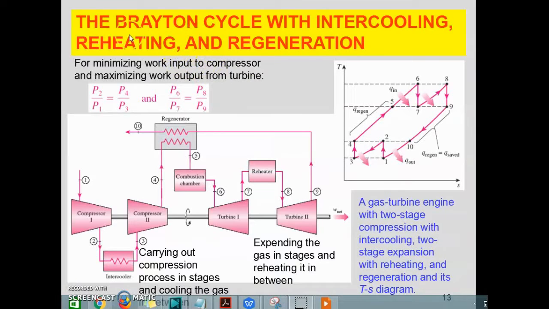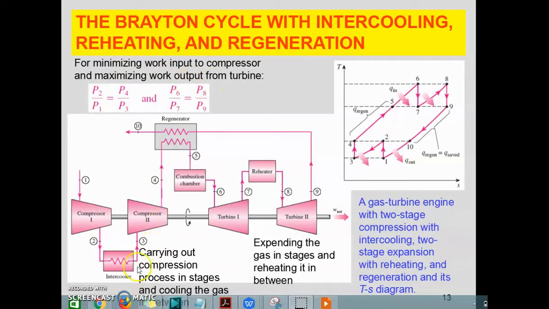The next improvement in the Brayton cycle is that you can use the reheating and intercooling process. The concept is to minimize work input to the compressor and maximize the work output at the turbine. By minimizing the work input and maximizing the work output, you will get an increase in net work. As the net work increases, the thermal efficiency also increases. That's the concept. So how do we minimize work input and maximize work output?